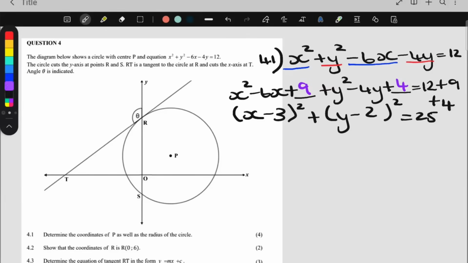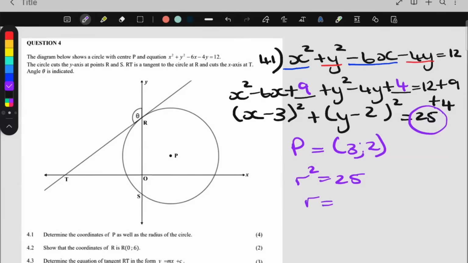And now I can see the center. The center of the circle, let's rather call it P. P is the center of the circle. It's the opposite sign. So if that is a negative 3, this is a positive 3. If this is a negative 2, this is a positive 2. That's the center. And this is r squared. So if r squared is 25, then the radius of the circle is the square root of 25, which is 5. And that's how you answer that question.